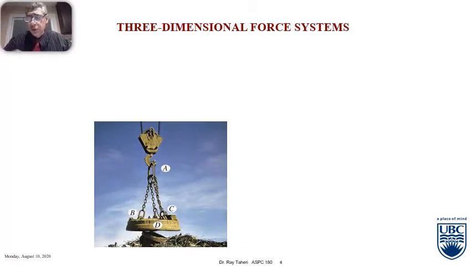Now that we discussed the two-dimensional case, we have X and Y. Simply we can add the third dimension, which is the Z. And it's pretty much exactly the same thing too. You have one more component. So you have the sum of the forces on X equals zero, the sum of the forces on Y equals zero, and now you add the sum of the forces on Z equals zero. So you have three equations. In that case, you can have three unknowns.